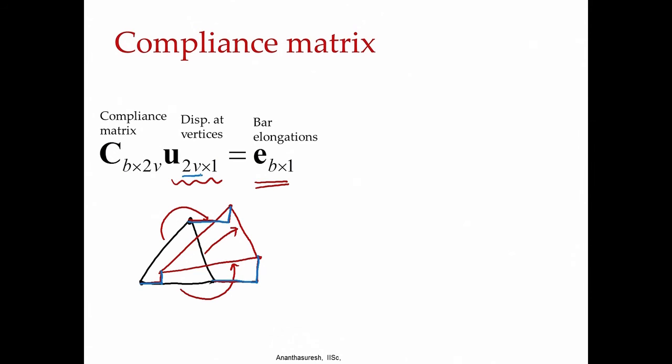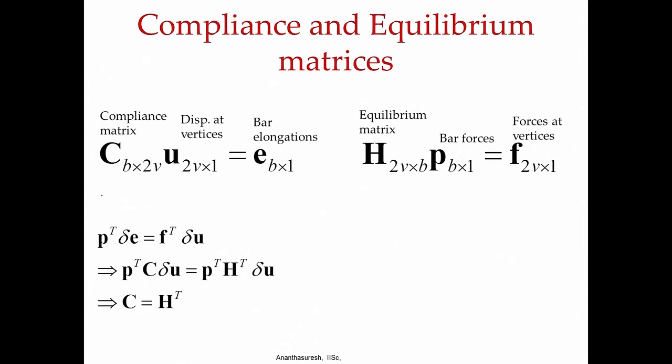These can be related using pure trigonometry, linearized, so that you can put them in the form of a matrix like this. That is called a compliance matrix. This also has interesting properties that we will understand. And interestingly, these two matrices, the C matrix and H matrix, the compliance matrix and the equilibrium matrix, have a relationship that is shown here, which follows from the principle of virtual work.